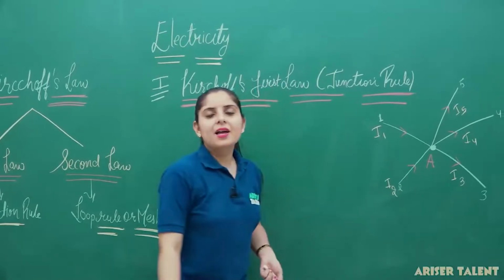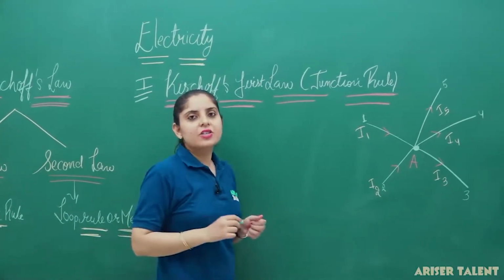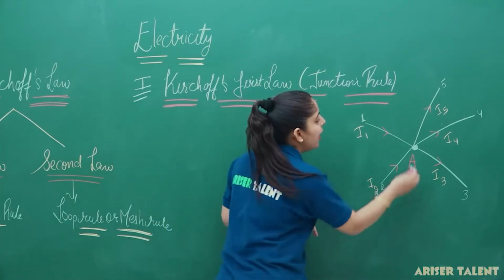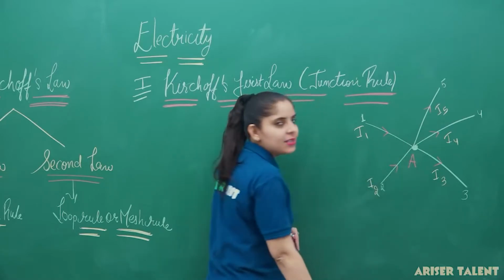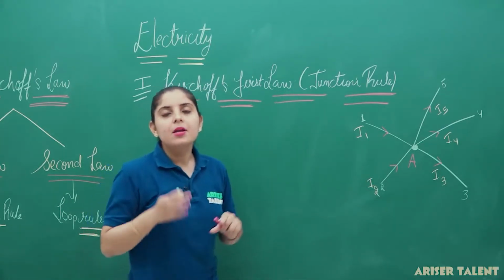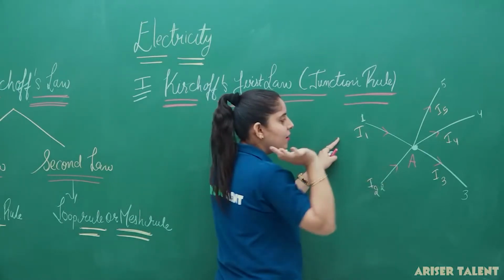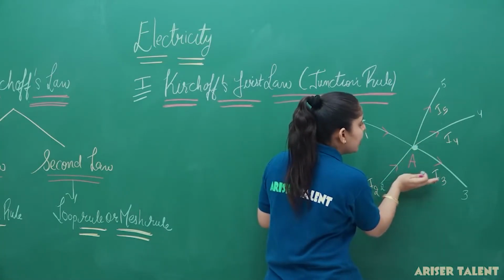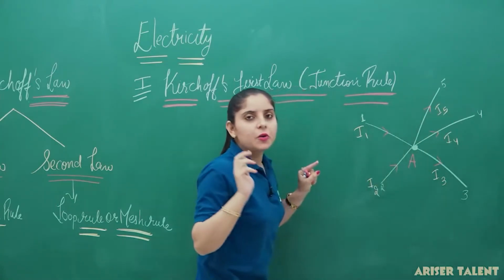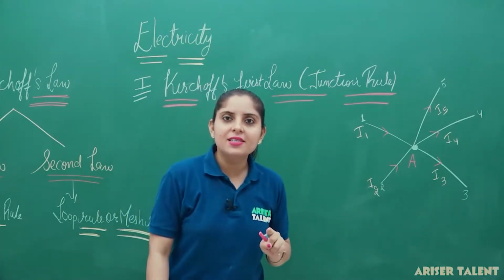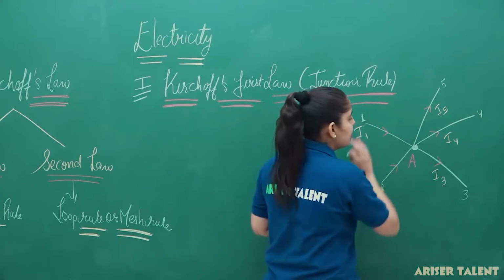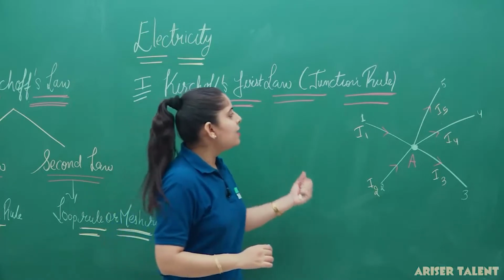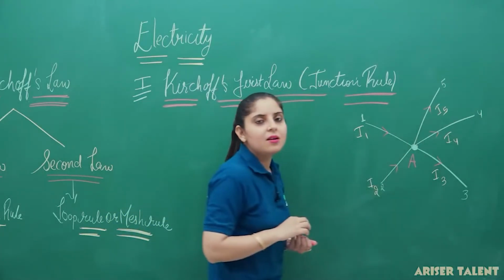Now, from this diagram, you can see that we have considered a junction at a point A. At the point A, two currents are entering the system. The two currents entering are I1 and I2. And you can see that currents 3, 4 and 5 are leaving the system. So two currents are entering and three currents are leaving. The currents entering the system are taken with a positive sign, and the currents leaving are taken with a negative sign.